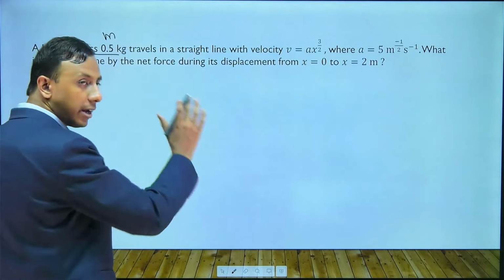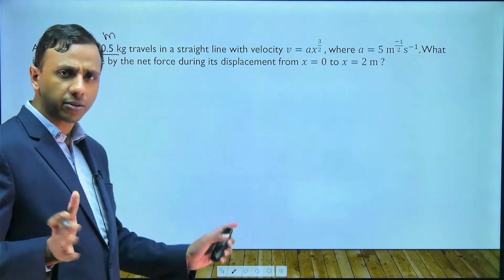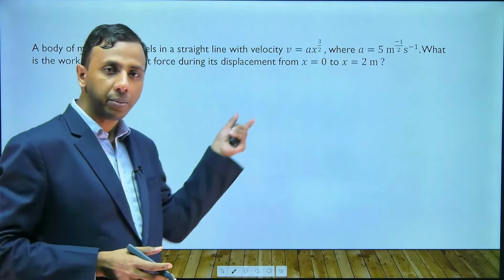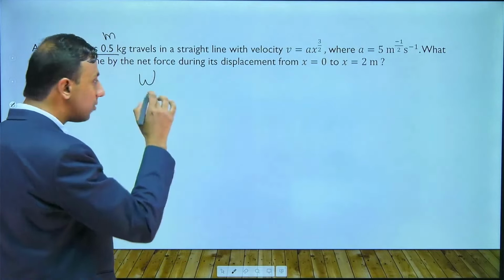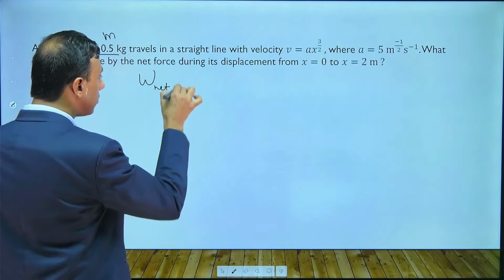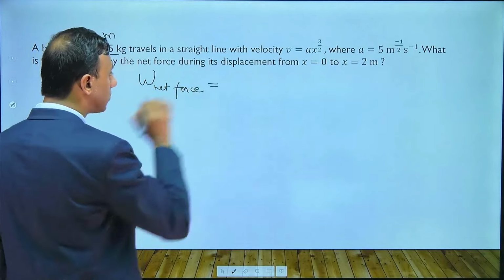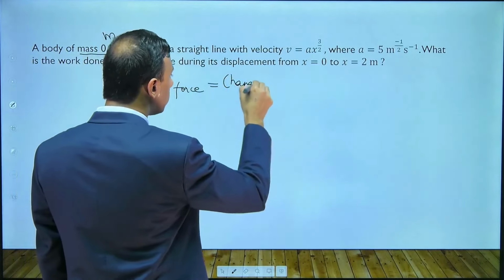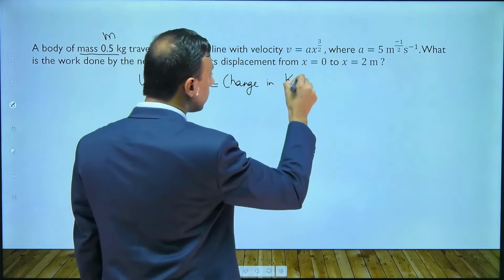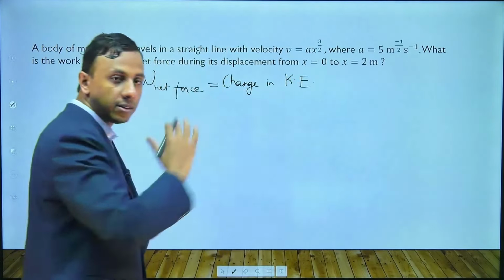See here, we are directly going to use the work-energy theorem. There are other ways of doing this also, but if you use the work-energy theorem, you will directly get the answer. How? Use the formula, right? So work done by all forces, that means work done by the net force, is equal to the change in kinetic energy, right? So let me write down the change in kinetic energy: K final minus K initial.